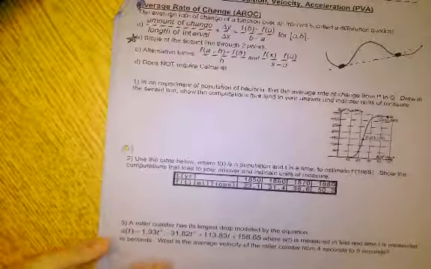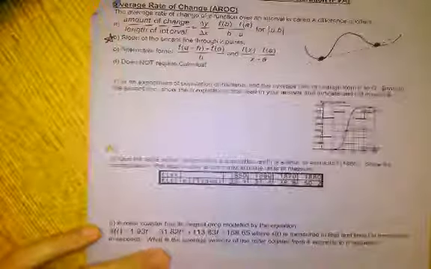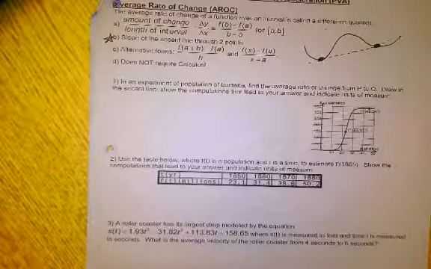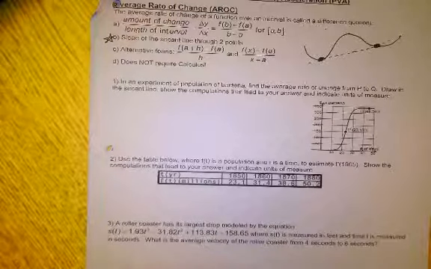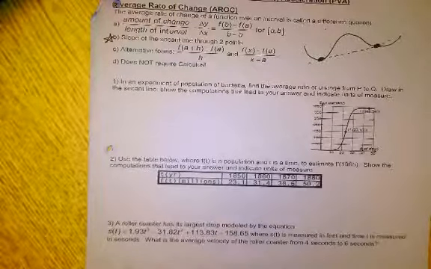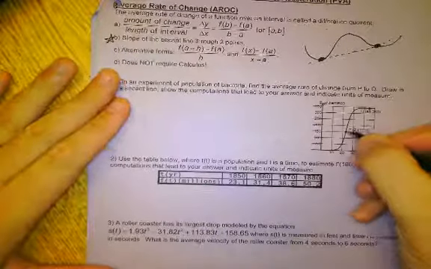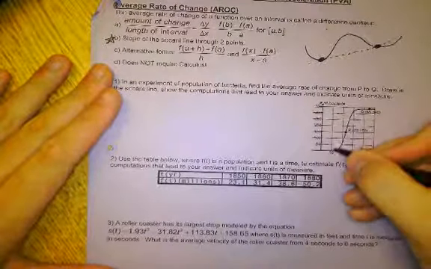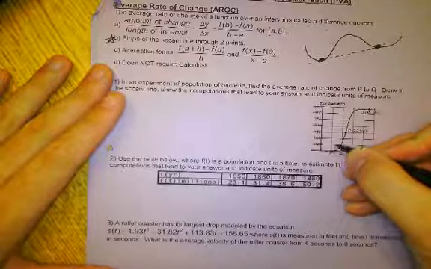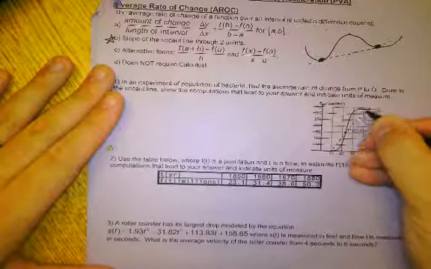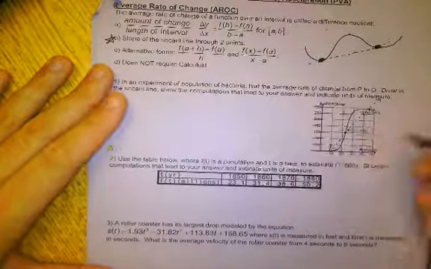So let's do number 1. An experiment of population of bacteria in Nilish's bedroom. Find the average rate of change from P to Q. Draw in the secant line and show your computation. So we're going to go from P to Q. So from here to here, I want to find the slope. I'll just draw a dotted line. The slope of that dotted line.